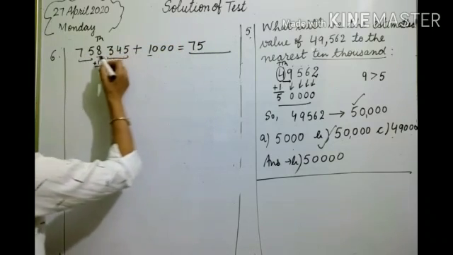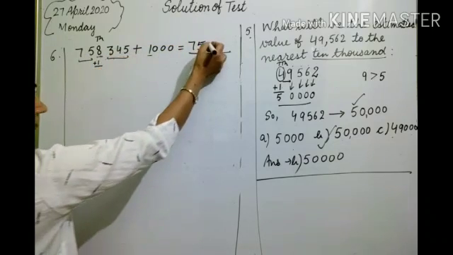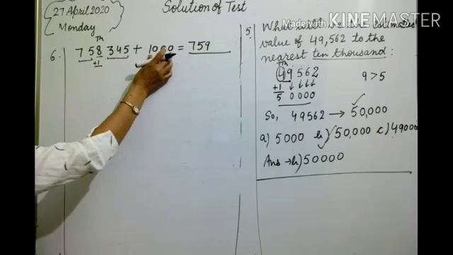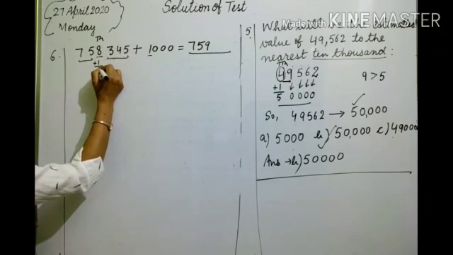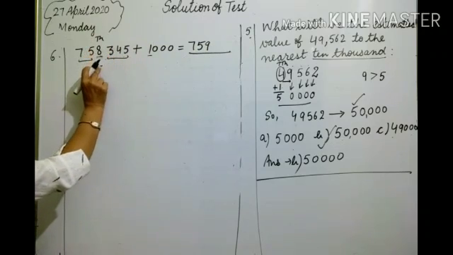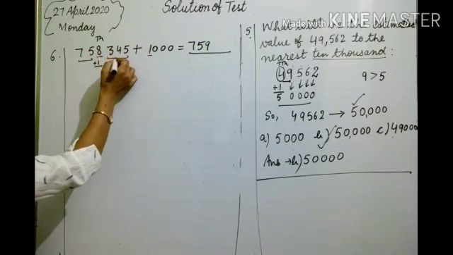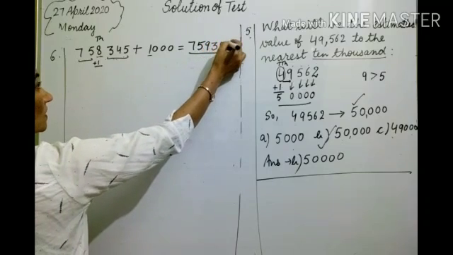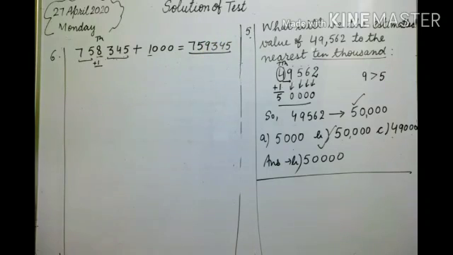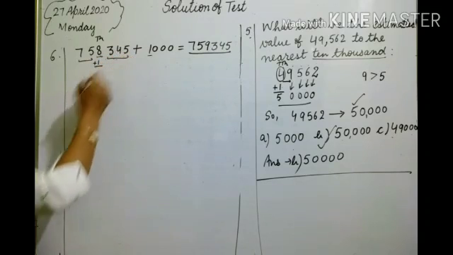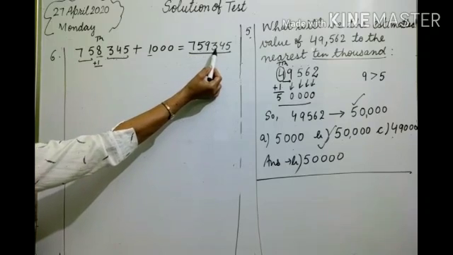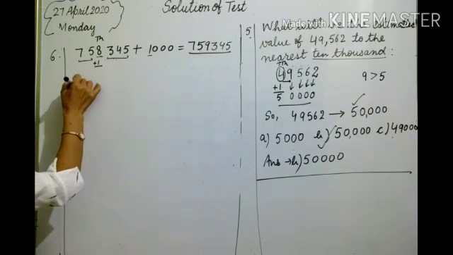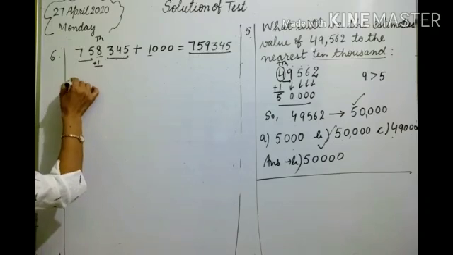8 plus 1 is 9. As we are adding 1,000, only the 1,000 place will increase by 1. Means to the 1,000 place digit we will add 1. The other 3 digits will remain the same, which are at the hundreds place, tens place and ones place. So our answer is 7,59,345. Now we will match our answer to the options.